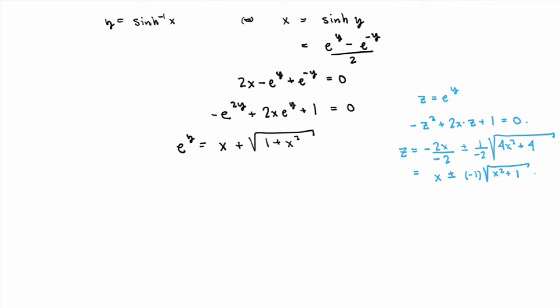All right, that's cool. And then finally, I can take the natural logarithm on both sides of this equation. What I'll get is that y is equal to the natural logarithm of x plus square root of 1 plus x squared. But remember what y is. This is the inverse hyperbolic sine of x. So what I found here is an expression for the inverse hyperbolic sine of x in terms of logarithm.